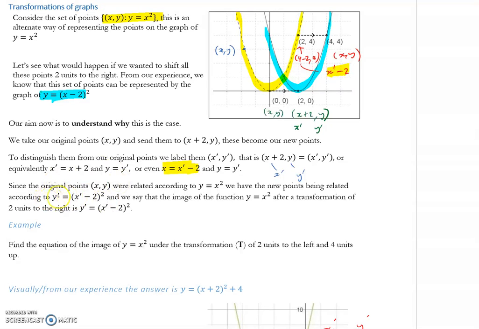So since the original points (x, y) were related to y equals x squared, we have these new points being related according to y dash equals (x dash minus 2) squared. So all they've done now is they've substituted in, because they know that y is equivalent to y dash, so the y value hasn't changed at all, and x can be written in terms of the image coordinate, x dash minus 2, so they make that substitution. And we say that the image of the function y equals x squared after a transformation of 2 units to the right is y dash equals (x dash minus 2) squared.